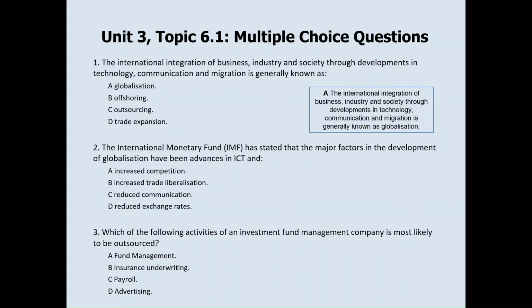Question 2. The International Monetary Fund has stated that the major factors in the development of globalisation have been advances in ICT and A. Increased competition, B. Increased trade liberalisation, C. Reduced communication, or D. Reduced exchange rates? The answer to question 2 is B. Increased trade liberalisation. Trade legislation in many countries has been relaxed to make international trade easier.